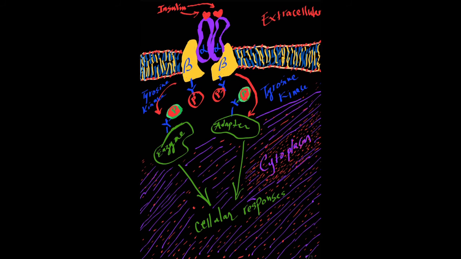So this is a third class of receptors, that the receptor itself is an enzyme. That enzyme doesn't get activated until the hormone binds to it. The specific activity of that enzyme is tyrosine kinase, meaning it will phosphorylate specific tyrosine residues on itself and on other cellular proteins. Okay, so that's the third type of receptor.